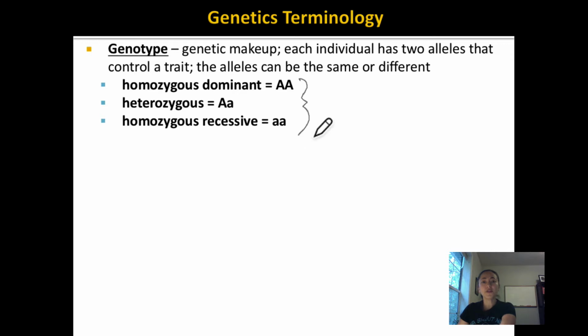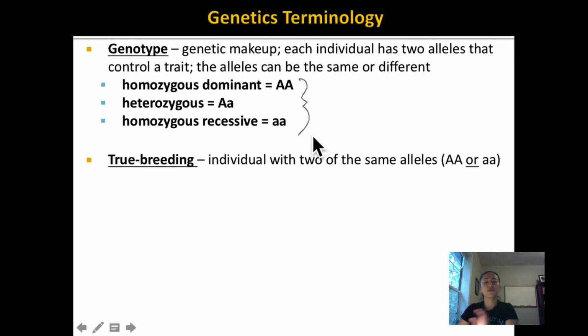Some other terms that you might see is the term true breeding. We say an individual is true breeding if they have two of the same alleles. There are two different ways you could have two of the same alleles: you could have two big A's, or you could have two little a's. The reason an individual is called true breeding if they have two of the same alleles is that this individual can only give to their offspring the genes that they have.